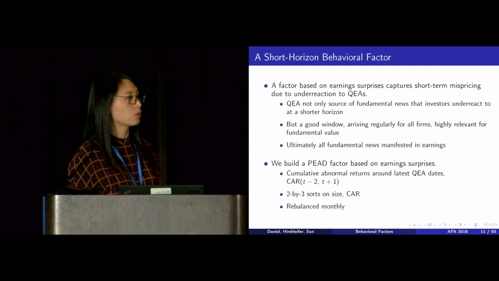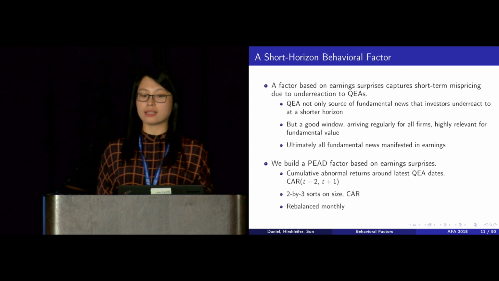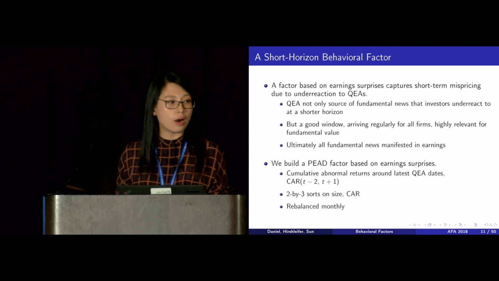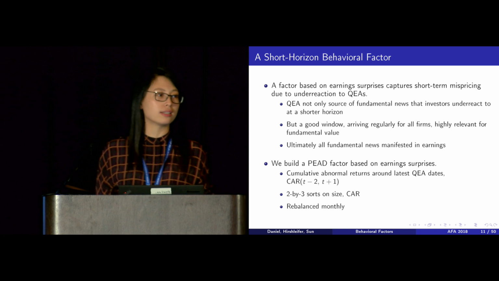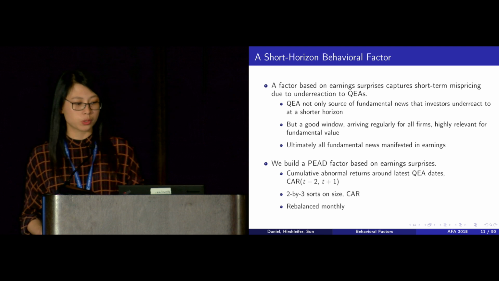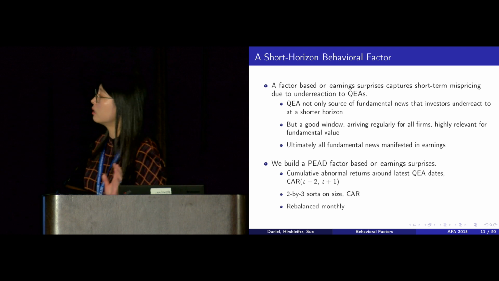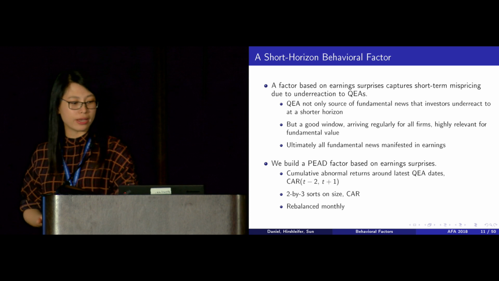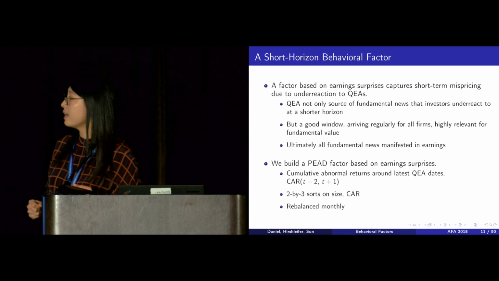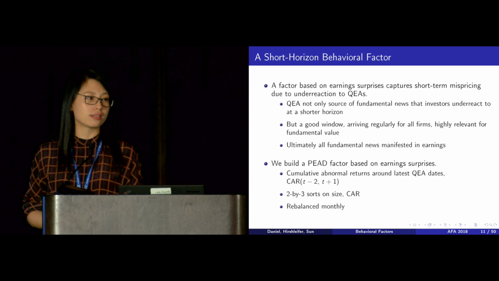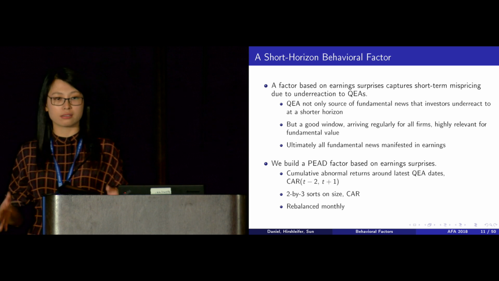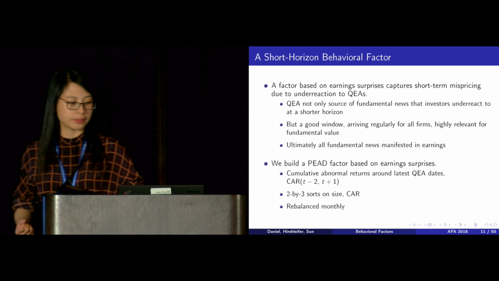And of course, we acknowledge that quarterly earnings announcements are not the only source that investors underreact to over shorter horizons. However, it still provides a good window because it arrives regularly for all the firms and is highly relevant to firms' fundamental values. So we built this PEAD factor based on earnings surprises, which are measured by cumulative abnormal return (CAR) during the 3-day window around the announcement date. The factor is formed by 2x3 sorts on size and CAR and value-weighted, rebalanced monthly, because this factor is designed to capture highly transient mispricing.